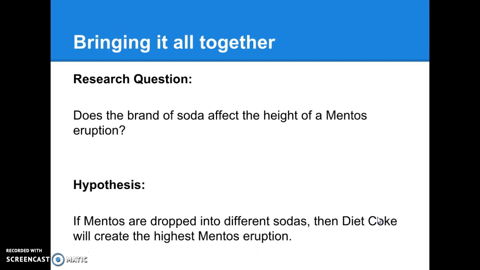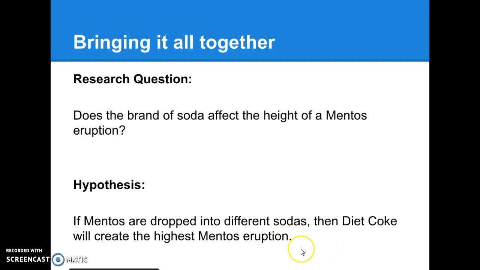All right, so if we looked at the research question, does the brand of soda affect the height of Mentos eruptions? Okay, a possible hypothesis could be if Mentos are dropped into different sodas, then Diet Coke will create the highest Mentos eruption. Now, tell me, what do you see wrong with this hypothesis? What is it missing? I want you to write down on your paper what this hypothesis is missing.